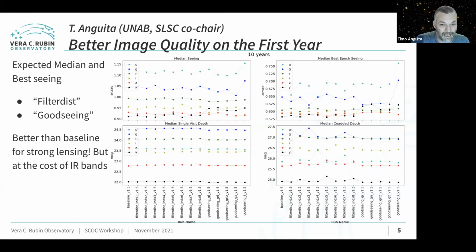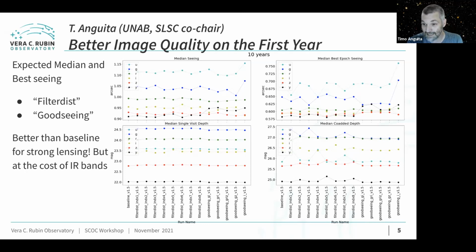This is a plot that I already showed yesterday. That is the median seeing that we expect, at least from the previous simulations. This is 1.7, I think. And we can see that the image quality is not very good, at least in the g band, that is quite important for us. We explored a few different families of simulations, and we saw that these filtered, dist and good seeing, some of them had a better image quality. Now, this came at the cost of co-added depth and probably number of visits in other filters like the infrared bands. However, what we propose is to have a different strategy in the first year.